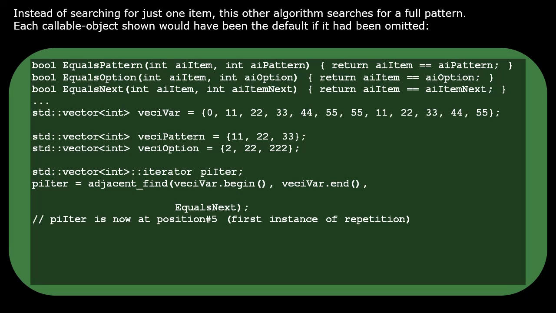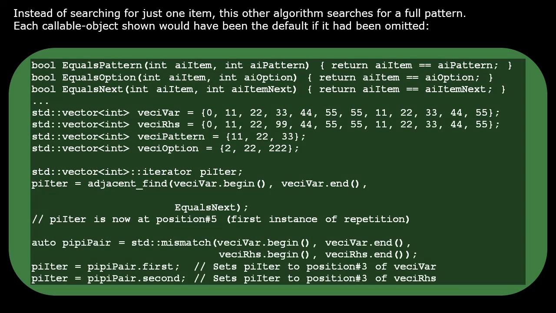The adjacent find algorithm returns the first occurrence of repetition in the collection. And finally, the mismatch algorithm takes two collections and returns the first occurrence where their corresponding items are different.